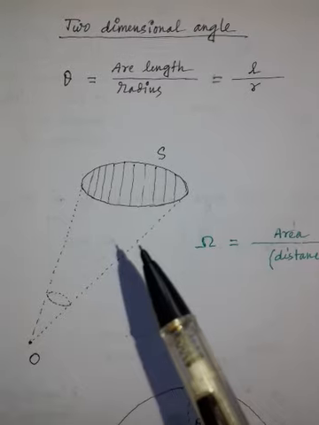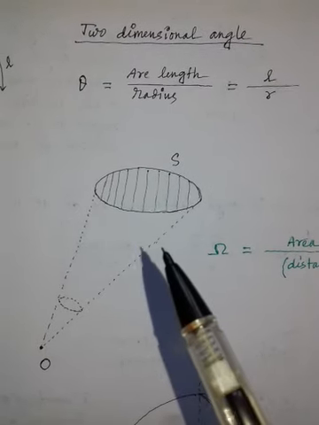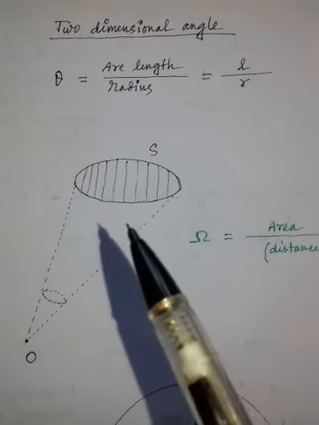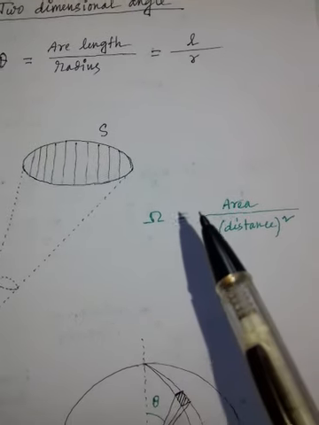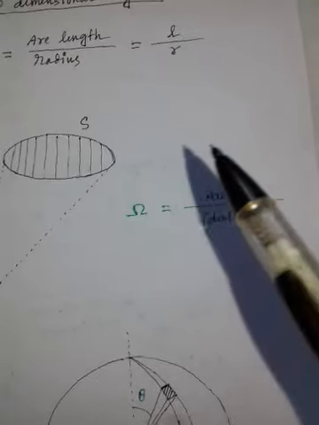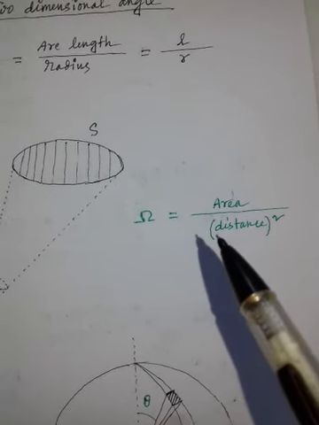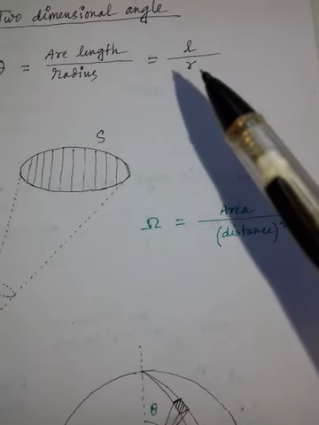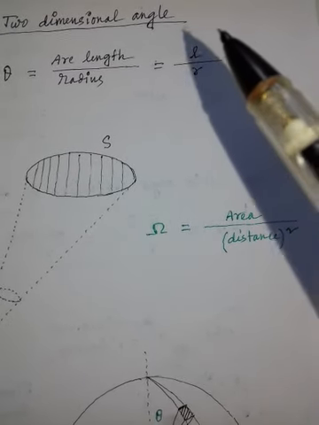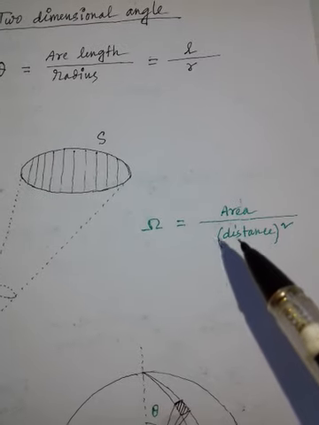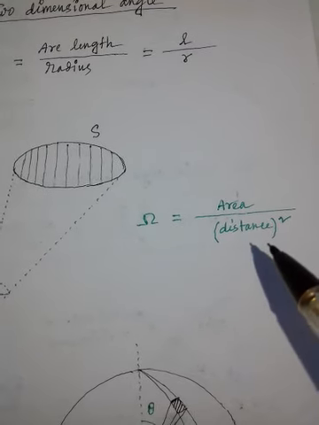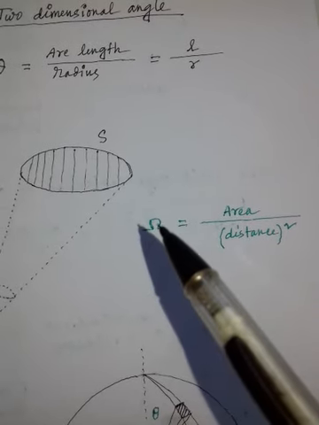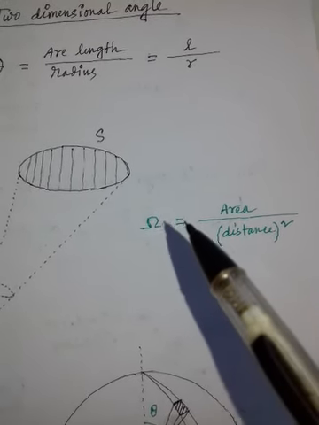To make the solid angle a dimensionless quantity like before in the two-dimensional case, we have to take the solid angle expression in this fashion, that is area by distance square. In the two-dimensional case, we take arc length by distance and here area by distance square, so that we get the solid angle as a dimensionless quantity.